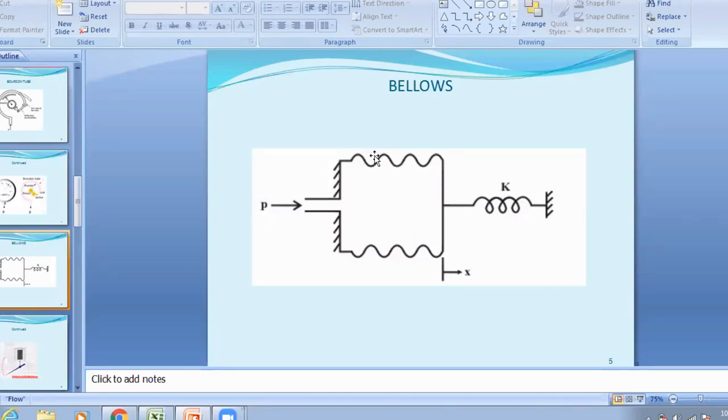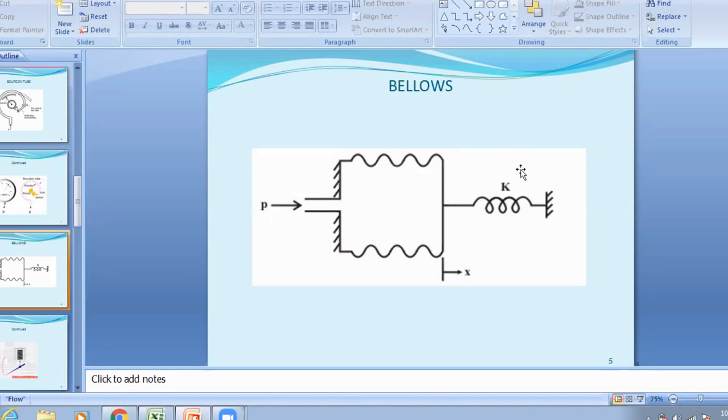Okay, the shape means the convolutions. This is actually made of some elastic elements, soft materials. Like the Bourdon tube, which is basically made of phosphor bronze, beryllium copper, and bellows are also made of phosphor bronze, beryllium copper, this type of metals. Okay, so now what is actually happening? When the pressure is applied inside the body, it causes some displacement, that is X. Displacement means it deforms the end. Okay, it is free now, it is free to move.